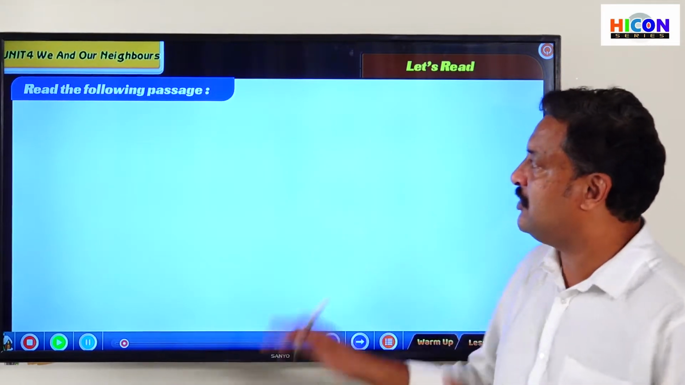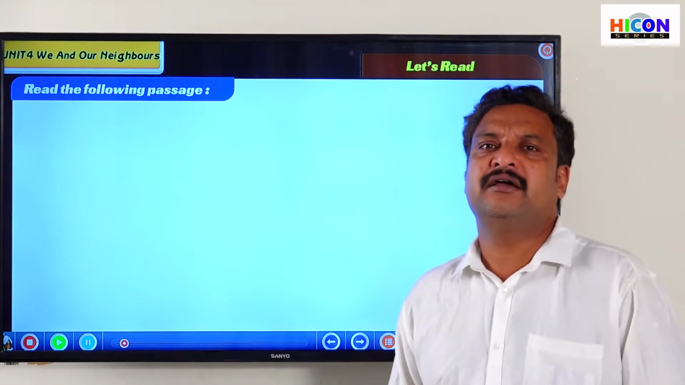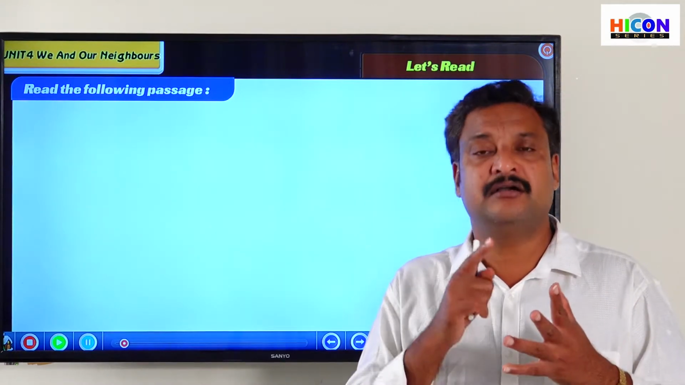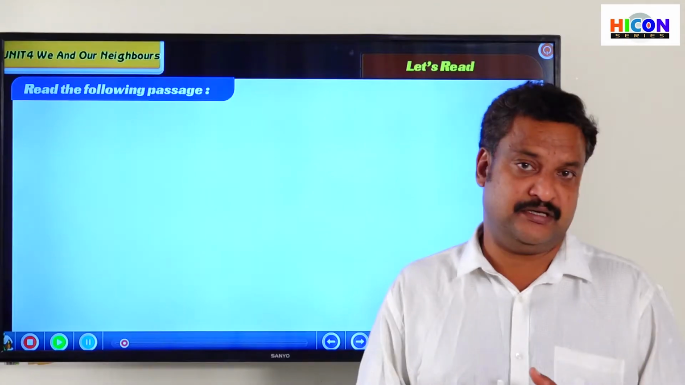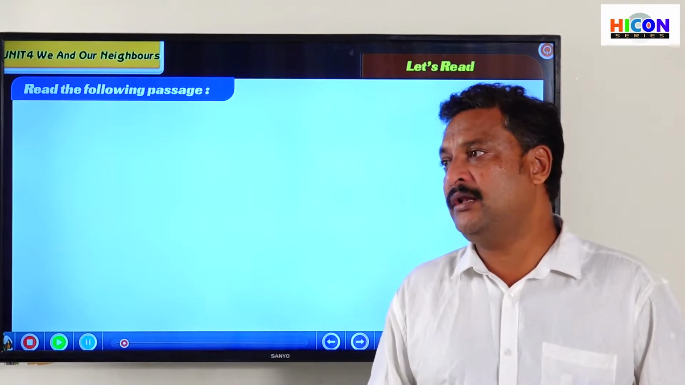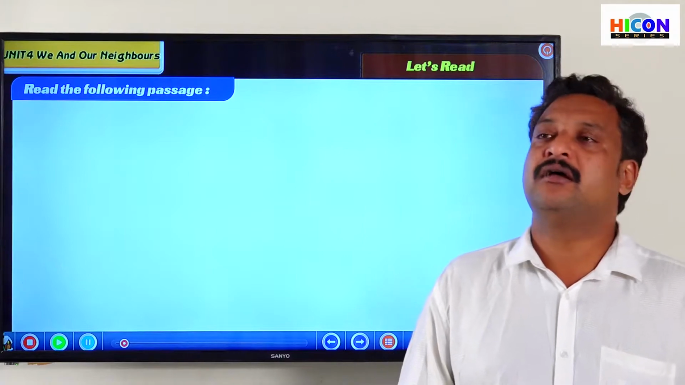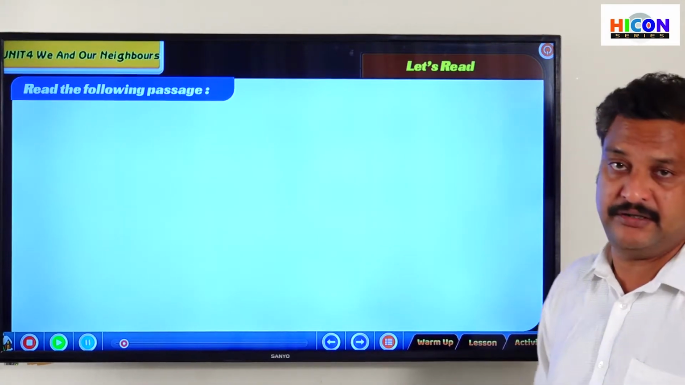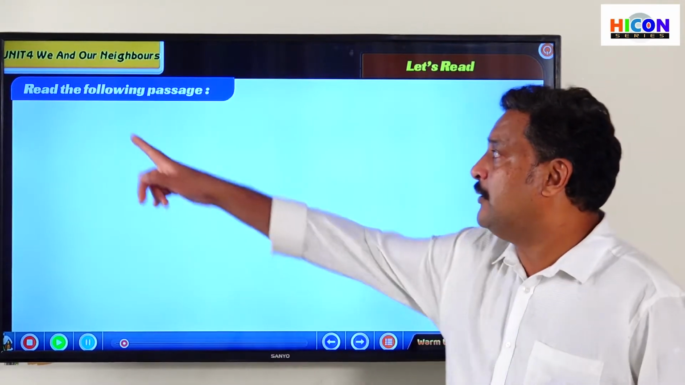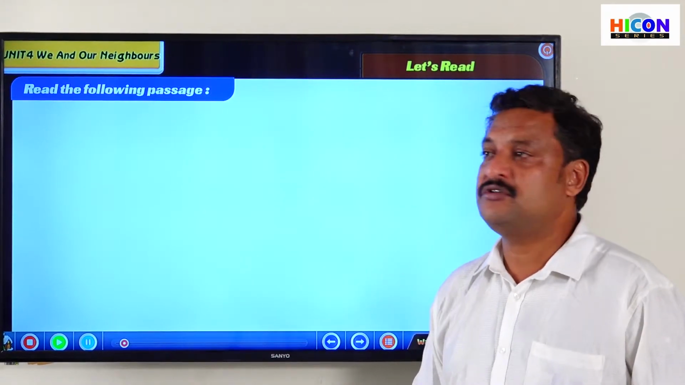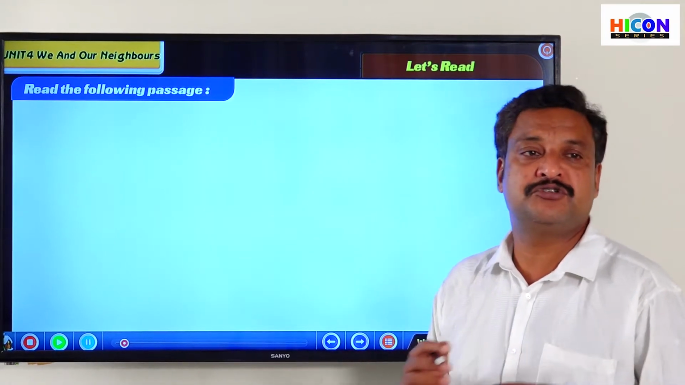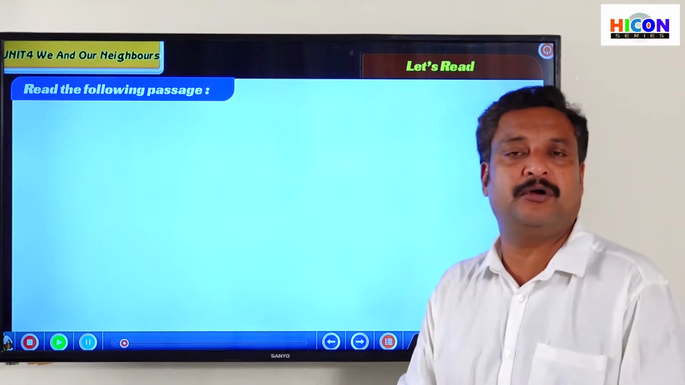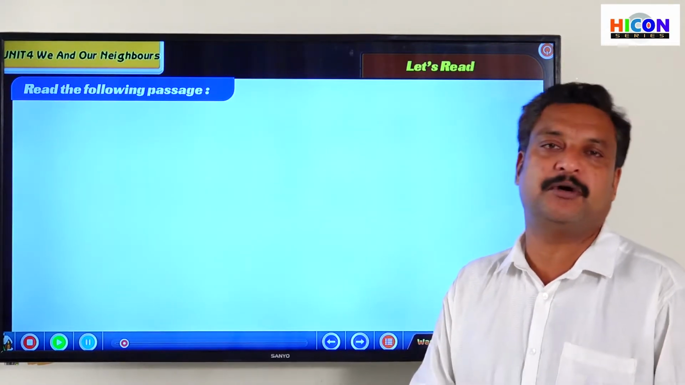So this part of every lesson is basically aimed at improving these skills: reading, writing, listening, speaking. We will help you in improving this. In this first part, we have Let's Read. Let's read the following passage. There will be a passage given there. You should listen to that first. We will play the recording, the animated part.